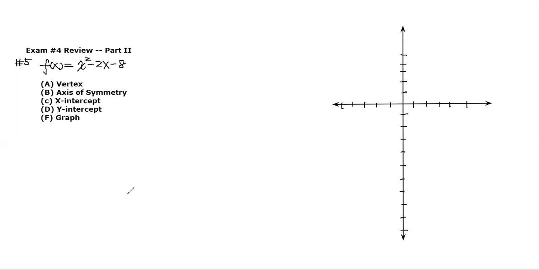f of x equals x squared minus 2x minus 8. We're going to find the typical things: the vertex, axis of symmetry, x-intercepts and y-intercept. So the first thing here, let's do a quick review of the vertex.